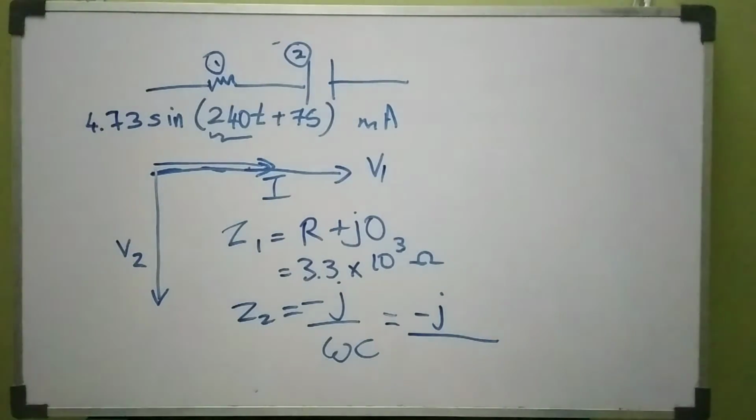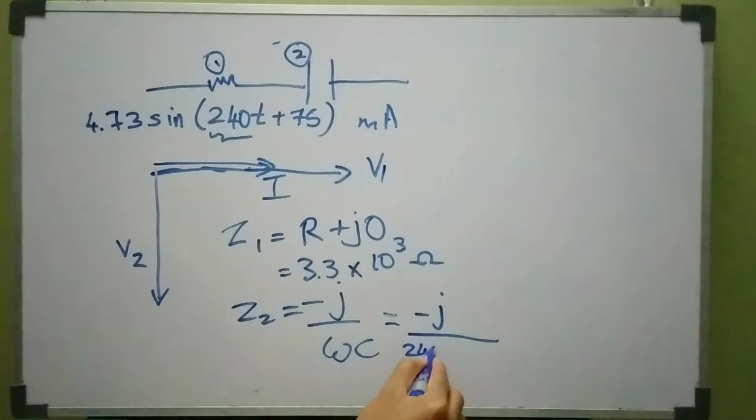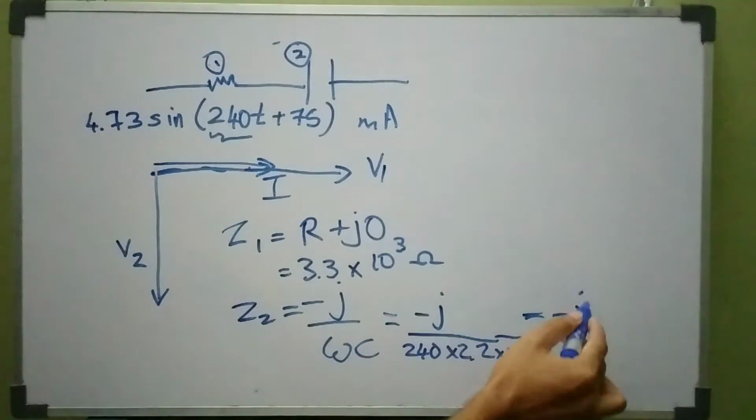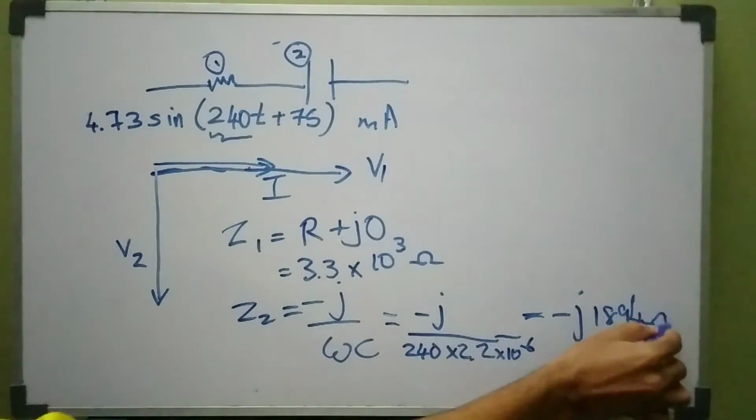So if I substitute this, I can directly get 240 into the C, which they have already given as 2.2 times 10 to the power minus 6. So I have figured this out, but you need to solve this using a calculator. If you solve this, you will get an answer of minus j 1894 ohm. So I have finished the first part.